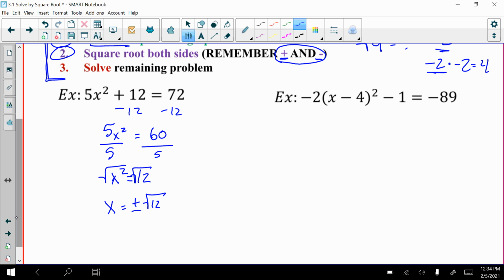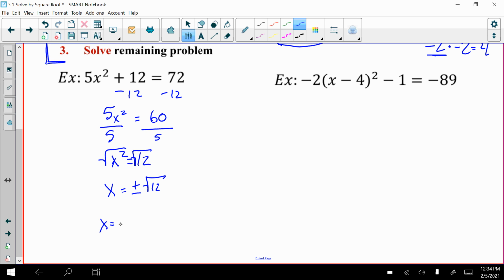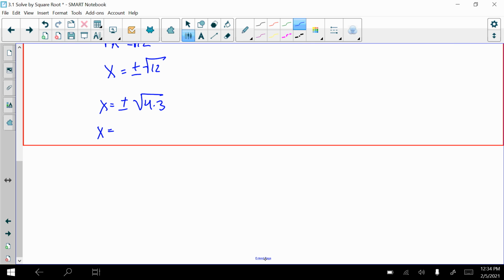But let's finish this out. So I want to simplify the square root of 12 just like we did before. I'm looking for perfect square numbers that go into 12. I could use 4, so it's going to be 4 times 3. Again, we can break that up into the square root of 4 times the square root of 3. And the square root of 4 is just 2. So my final answer is going to look like this.